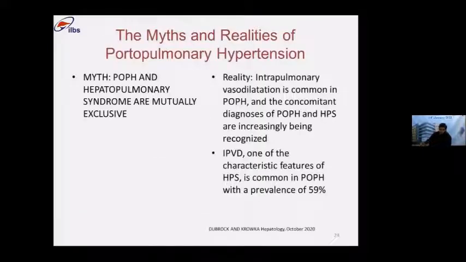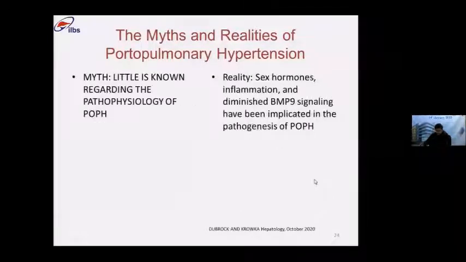There are a few myths and realities of portopulmonary hypertension. A myth is that portopulmonary hypertension and hepatopulmonary syndrome are mutually exclusive. In fact, the reality is intrapulmonary vasodilatation is common in portopulmonary hypertension patients also, and the concomitant diagnosis of POPH and HPS is increasingly being recognized. Intrapulmonary vascular dilatation, IPVD, is one of the characteristic features of HPS, and is common in the portopulmonary hypertension group with a prevalence up to 60%.